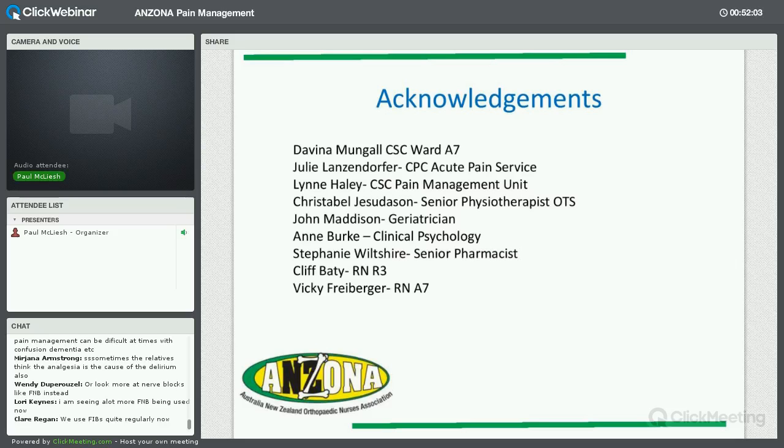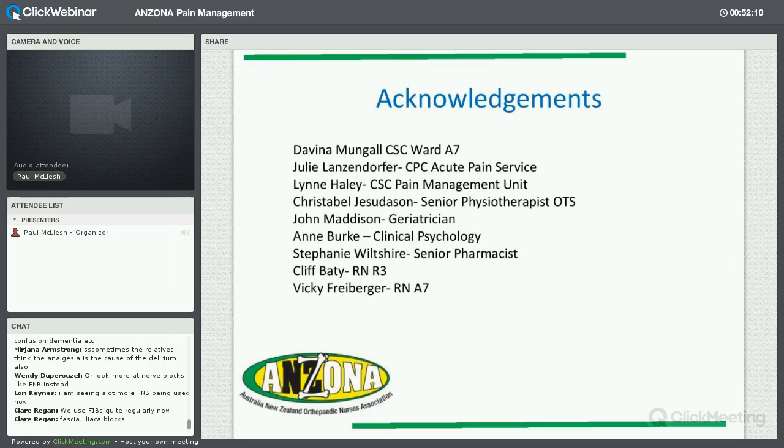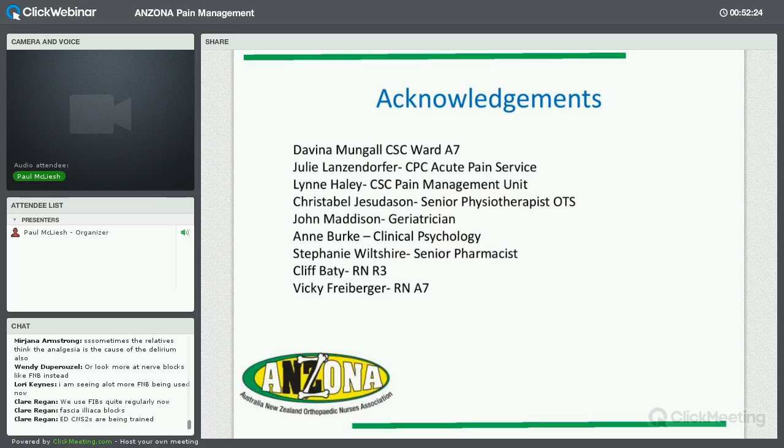FIBS, what's FIBS stand for, Claire? Sorry, excuse my ignorance. Oh, okay, of course, that makes sense. And who's doing those, Claire? And where? Is that in ED or in the wards or in theatre? Yep. Oh, cool. That's good.